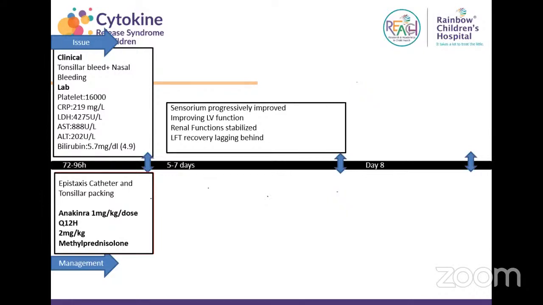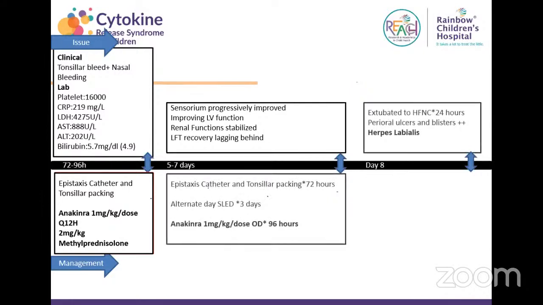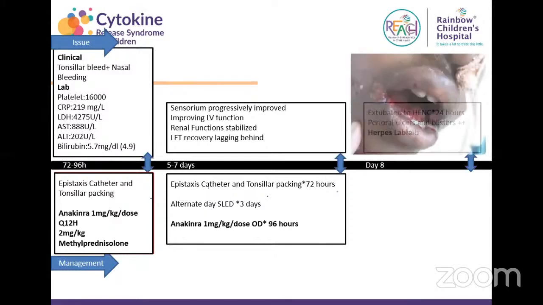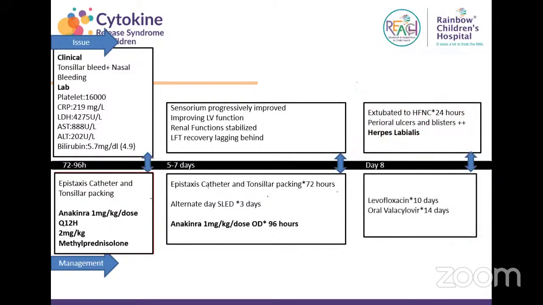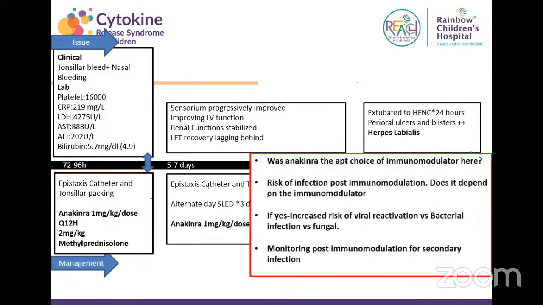His liver function tests recovered, but they were lagging behind. His bleeding was controlled over the next 72 hours, and anakinra was continued for the next 4 days. He was extubated on day 8 of admission, and he had some perioral ulcers and blisters, which was herpes labialis. He was treated for the same for 14 days, and we continued levofloxacin for a total of 10 days.